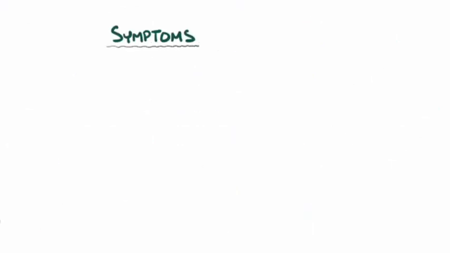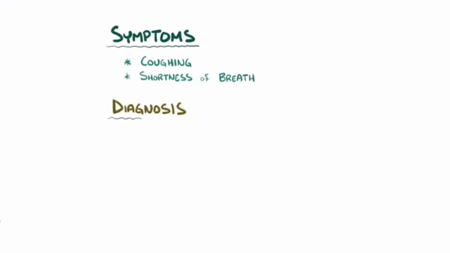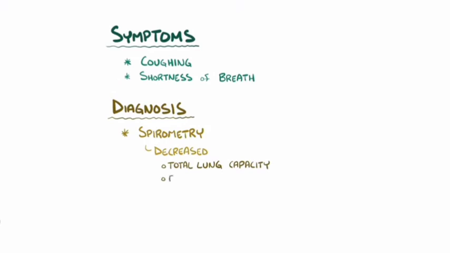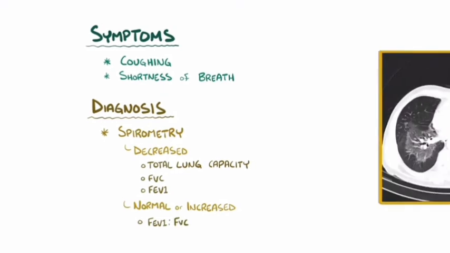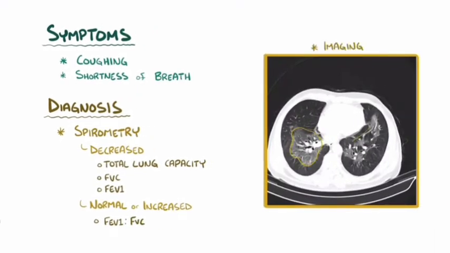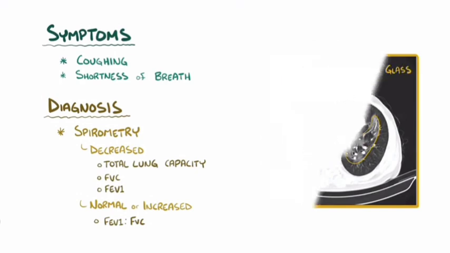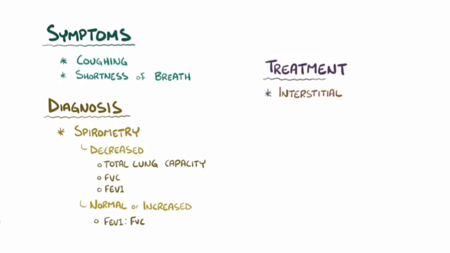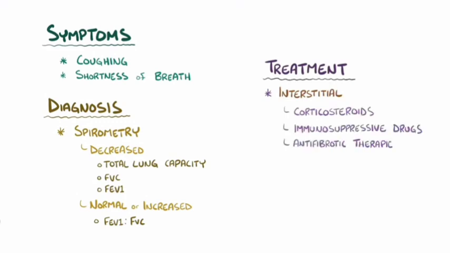Symptoms of interstitial restrictive lung disease include a cough and progressively worsening shortness of breath. A diagnosis of interstitial restrictive lung disease is usually done with spirometry, which shows a decreased total lung capacity, FVC, and FEV1, but a normal or increased FEV1 to FVC ratio. Imaging shows hazy whiteness in multiple lung fields, which are called diffuse ground glass opacities. Generally speaking, treatment of interstitial restrictive lung disease often includes corticosteroids and other immunosuppressive drugs, as well as antifibrotic therapies like colchicine. Management of extrapulmonary causes of restrictive lung disease depends on the underlying condition.